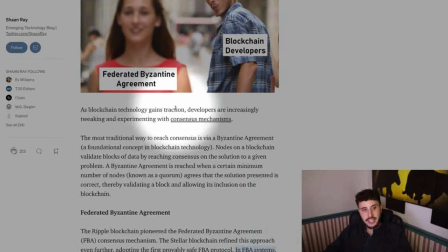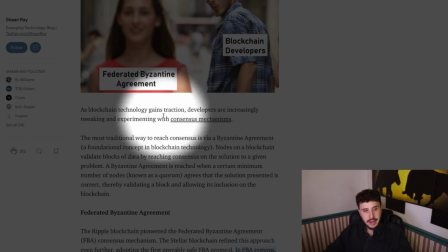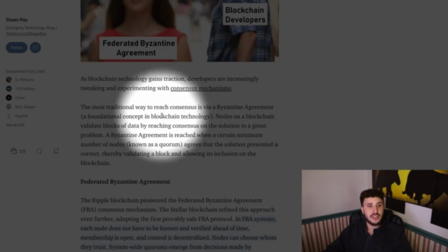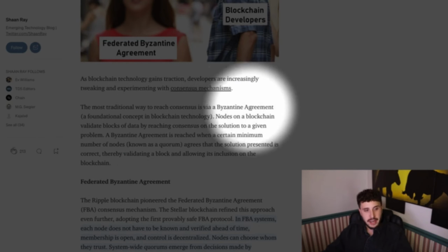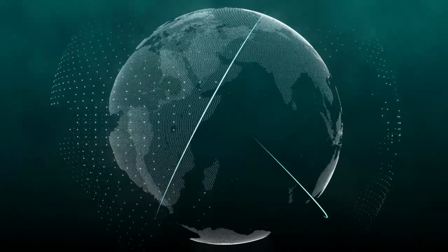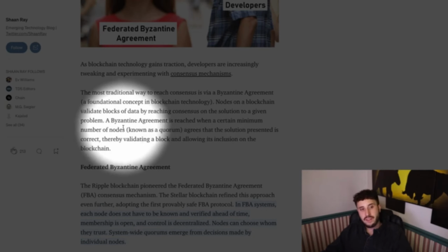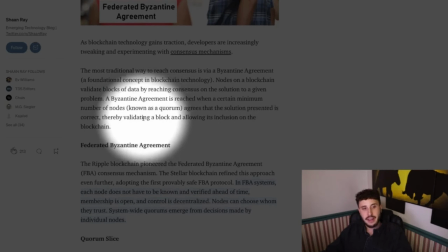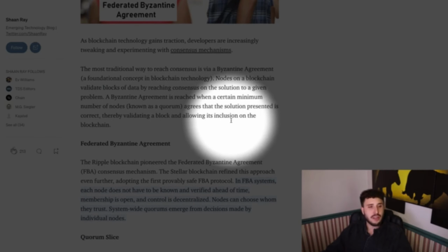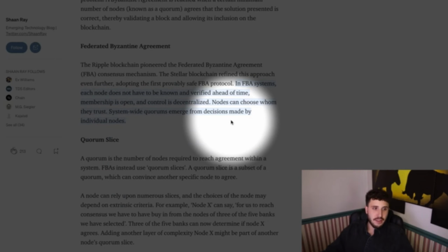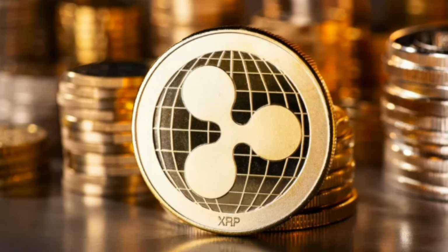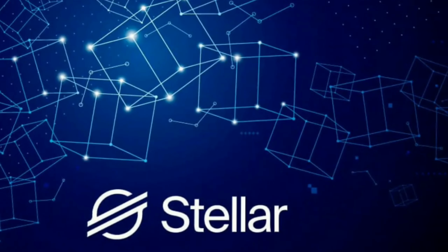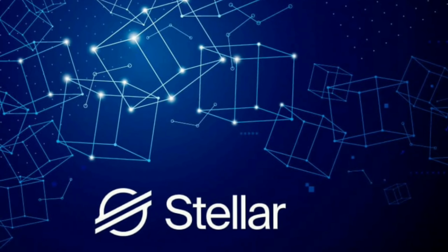As blockchain technology gains traction, developers are increasingly tweaking and experimenting with consensus mechanisms. So the most traditional way to reach consensus is via a Byzantine agreement, a foundational concept in blockchain technology. So nodes on a blockchain validate blocks of data by reaching consensus on the solution to a given problem. A Byzantine agreement is reached when a certain minimum number of nodes agrees that the solution presented is correct, therefore validating a block and allowing its inclusion on the blockchain. But what's a Federated Byzantine Agreement? So the Ripple blockchain pioneered the Federated Byzantine Agreement consensus mechanism, and the Stellar blockchain refined this approach even further, adopting the first provably safe FBA protocol.